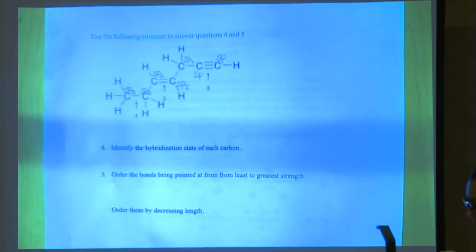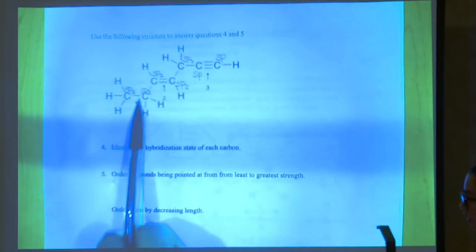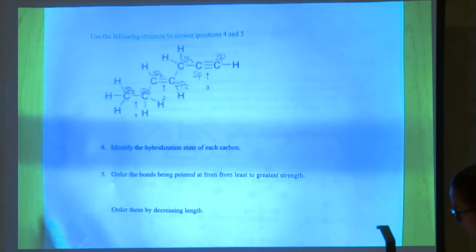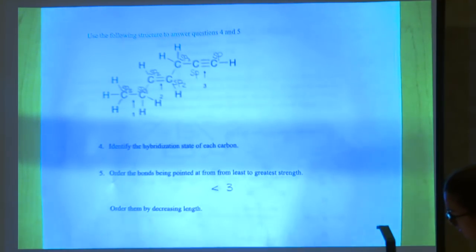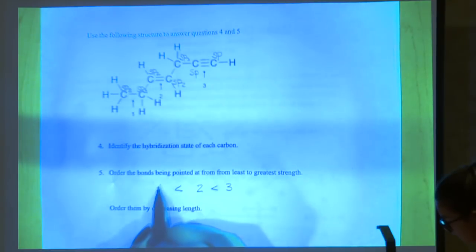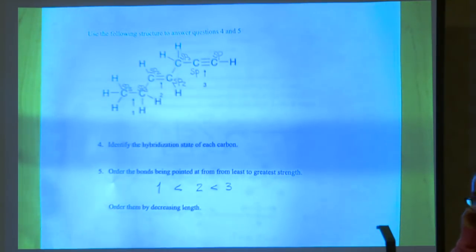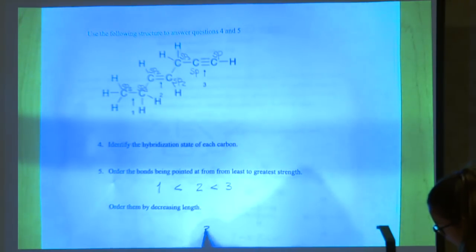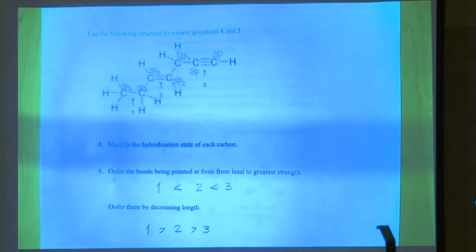identifying that? Okay, good. So now order the bonds being pointed at from least to greatest strength. So, I'm sorry? Okay, so this will be our strongest. Awesome. Everyone gets that? Okay, how about the decreasing length? Okay. So those make sense to everyone? Okay, good.